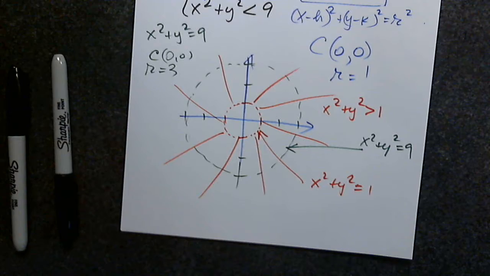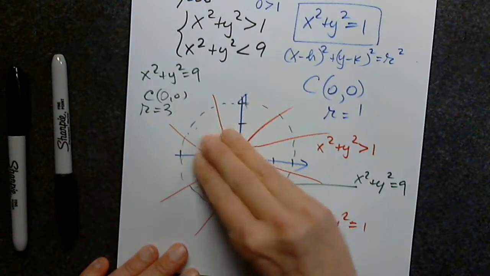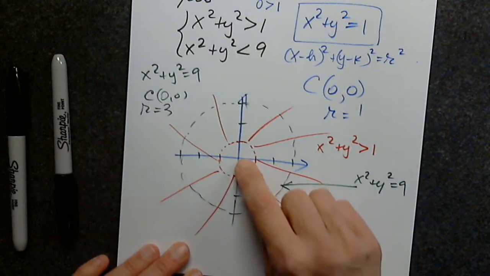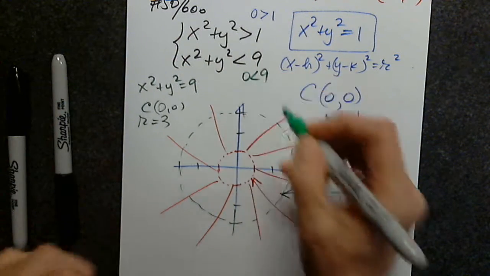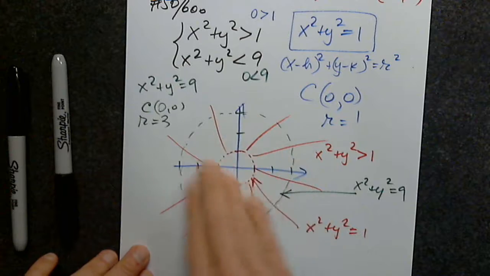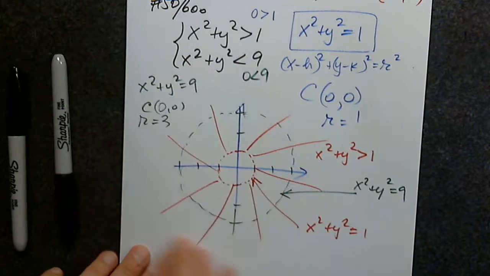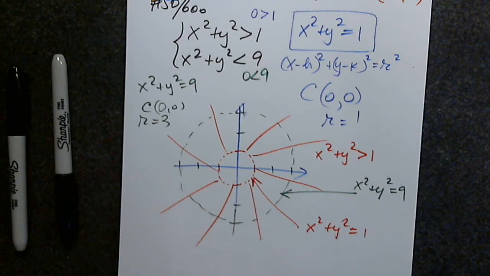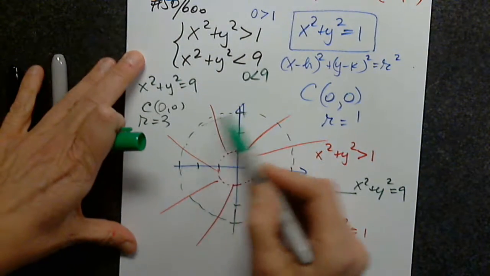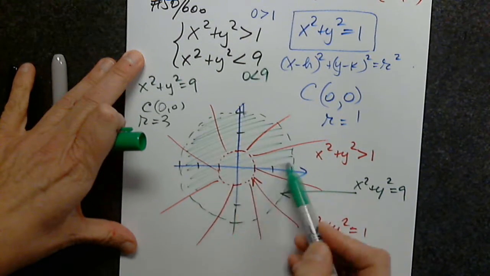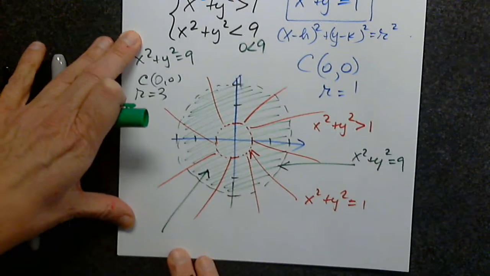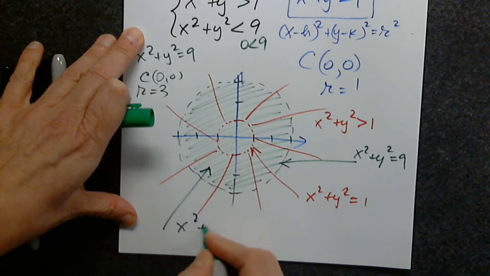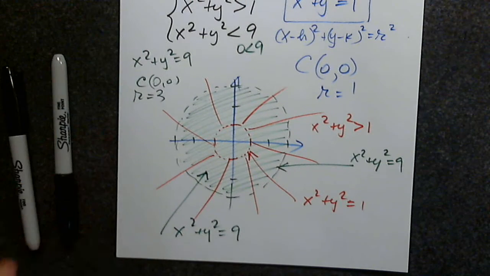It divides the entire plane into regions, the inside and the outside. I will check with the origin, 0, 0. Is 0 less than 9? If you say yes, I will shade in inside. If you say no, I will shade in outside. It's a yes. This, the green region, is x squared plus y squared less than 9.